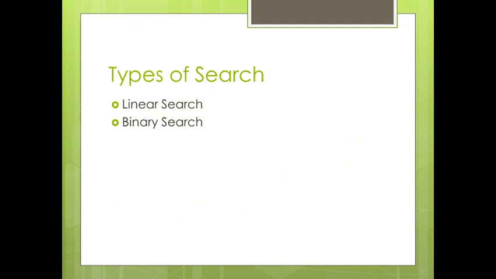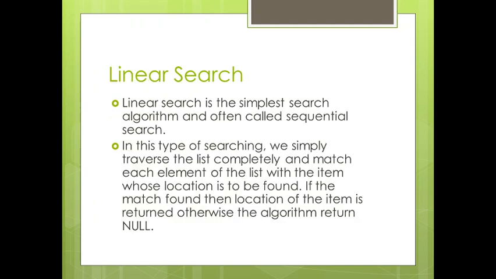There are two types of searching. First one is called a linear search and second one is called a binary search. So linear search is the simplest search algorithm and it is also called a sequential search because in this search we can search the element in sequential manner, that is one by one.